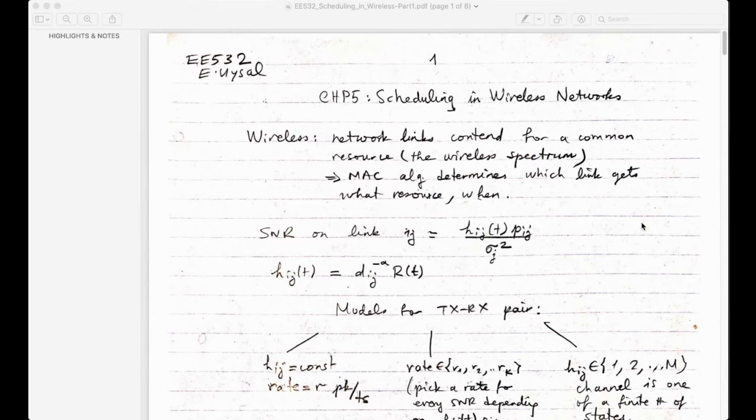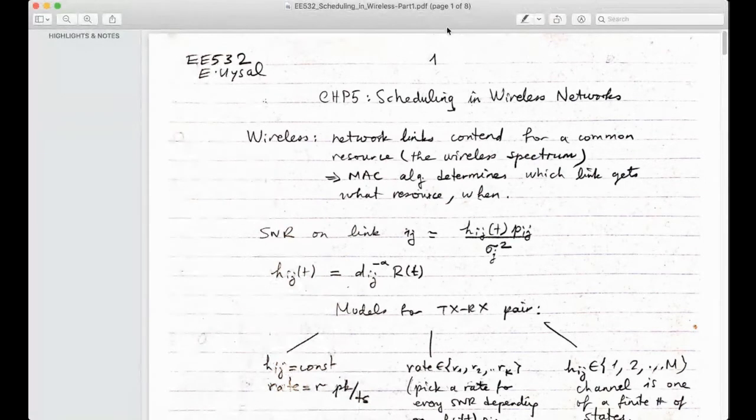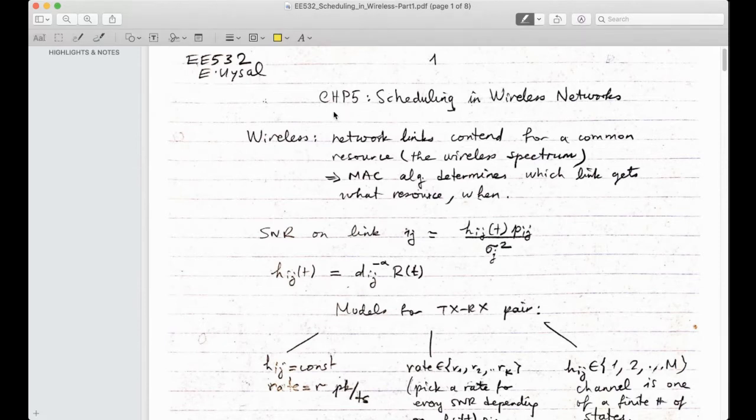Now, let me see if I can get some control on marking this page. So first of all, I will try to see if I can use this marker. Oops. Or maybe a highlighter. I don't think it's going to be working.